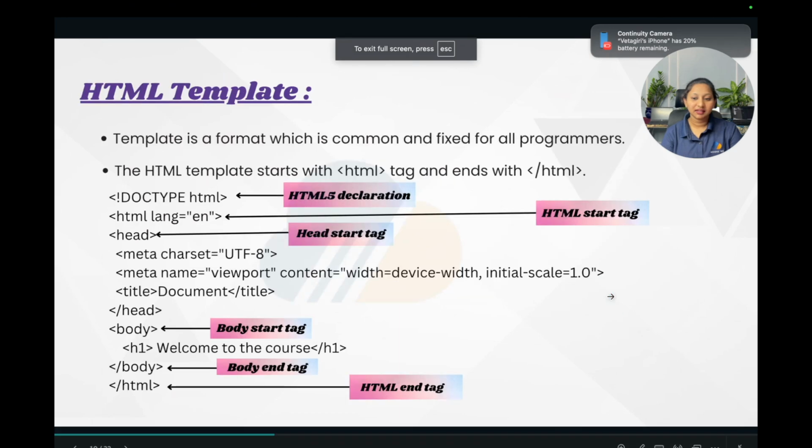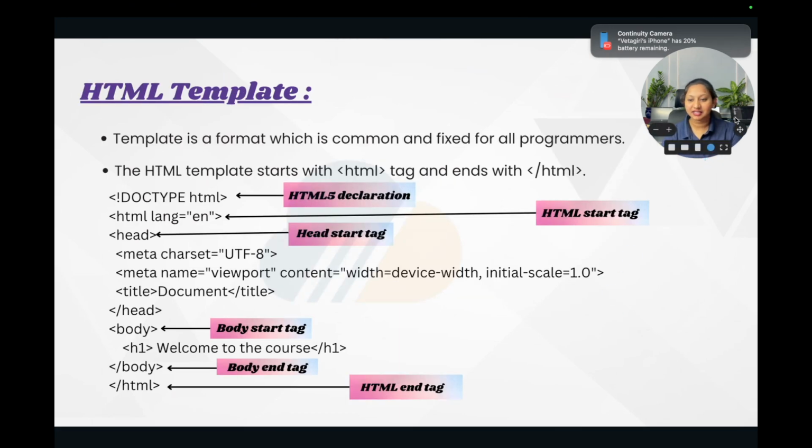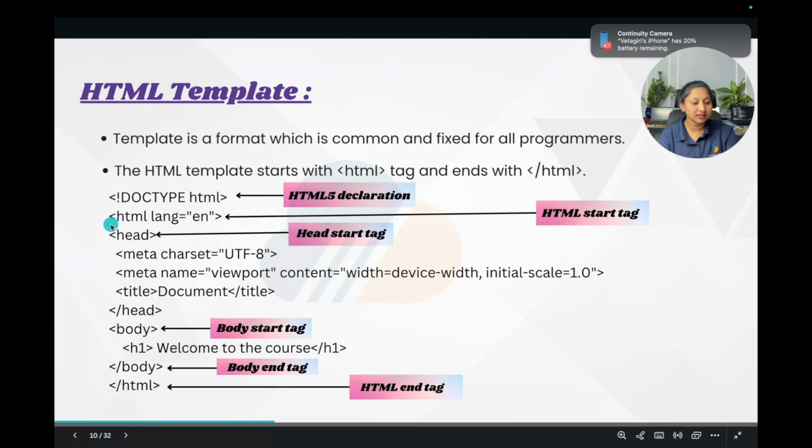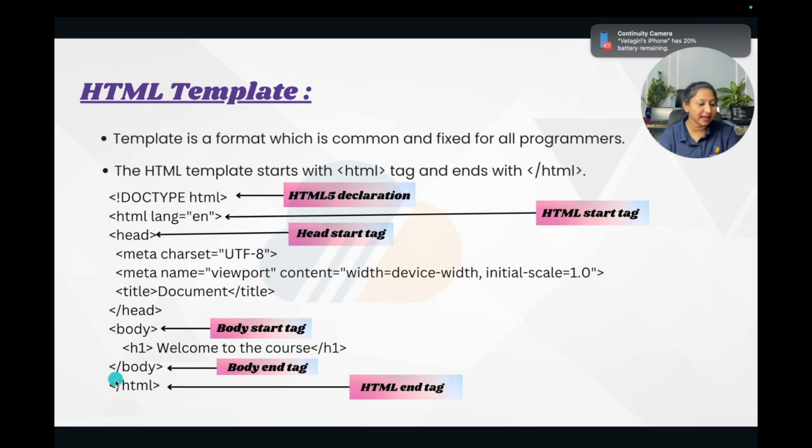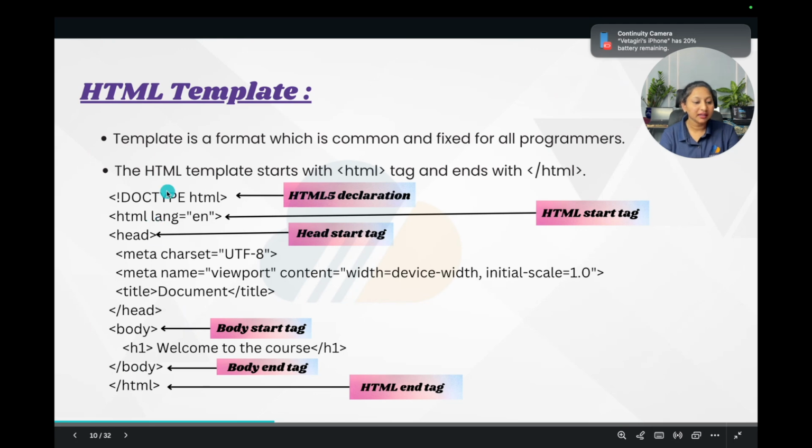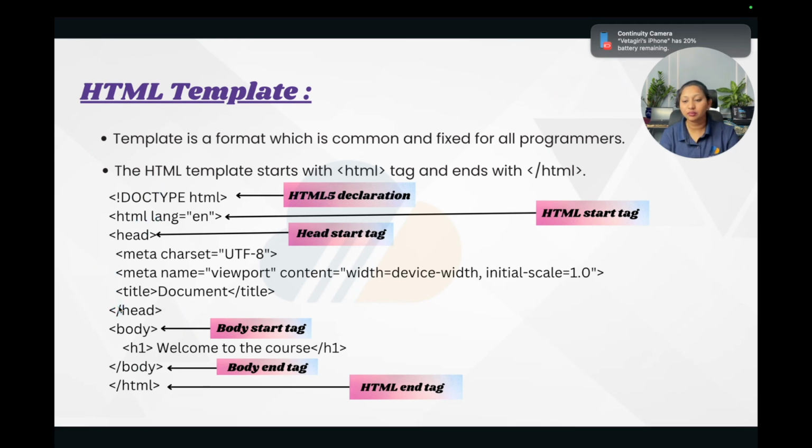And there it is, our first topic, that is nothing but the HTML template. A template is a format which is common and fixed for all the programmers. For example, a template is nothing but a recipe. For every recipe there is a fixed format. In the same manner, in HTML also we have a fixed format, and this is the HTML template. The HTML template starts with the HTML tag and ends with the HTML tag. If you observe it, it starts with HTML and ends with HTML. And let's go through it one by one to get more knowledge on it.